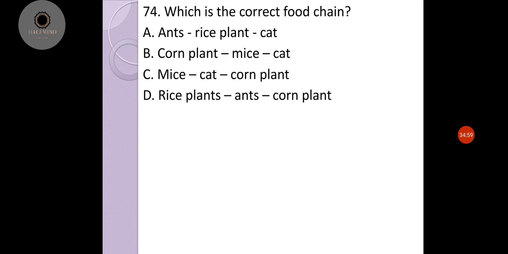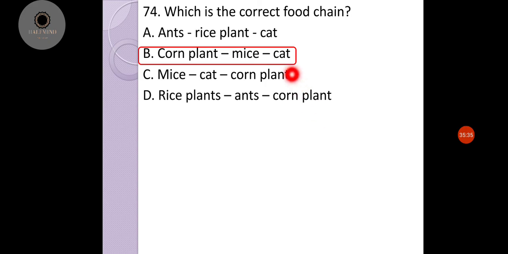74. Which is the correct food chain? A. Ants, rice plant, cat. B. Corn plant, mice, cat. C. Mice, cat, corn plant. D. Rice plants, ants, or corn plant. So, it's very easy guys if you know kung saan dapat ilagay si predator or si prey. So, in a food chain, yung predator or yung kakain is always nasa right side. So, our answer here is letter B.